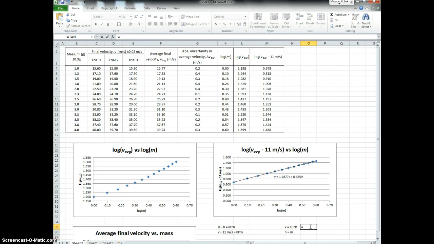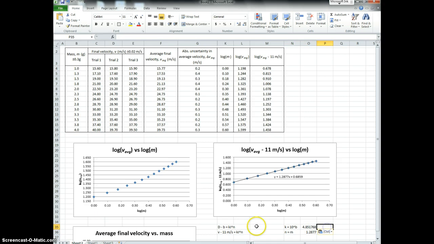So k is going to be equal to 10 raised to the 0.6859. And I didn't get my caret in. 10 raised to the 0.6859. There's k. N is equal to m. Might as well just copy this straight from here. Control C and Control V.